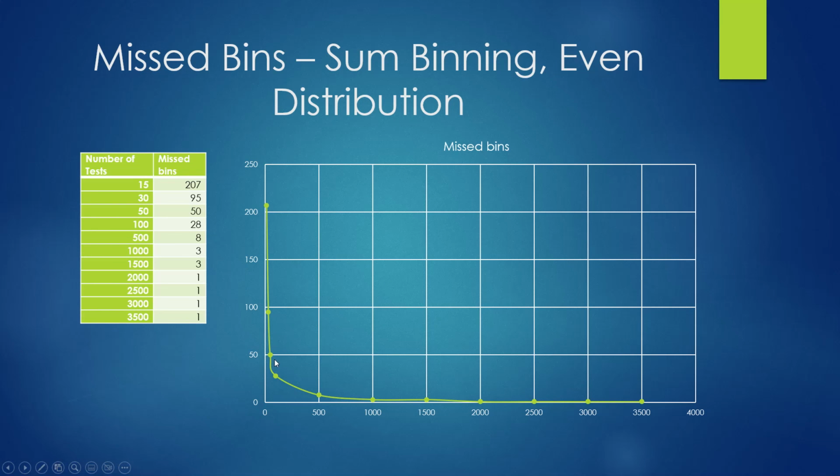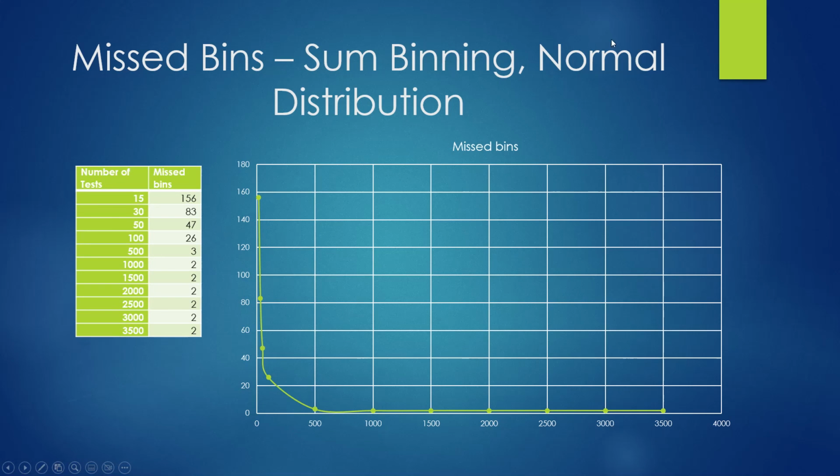Here's another similar curve for the sum binning method. And a little bit later, I'll directly compare these so we can look at the performance, but just a quick highlight on the sum binning method. It misses less bins initially at its 15 tests, and it also quickly decays down to a very reasonable amount of missed bins in terms of cost with the number of tests for that device.